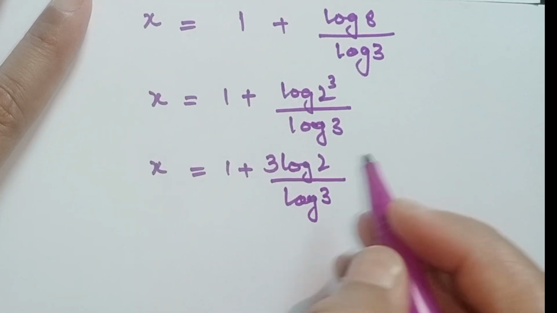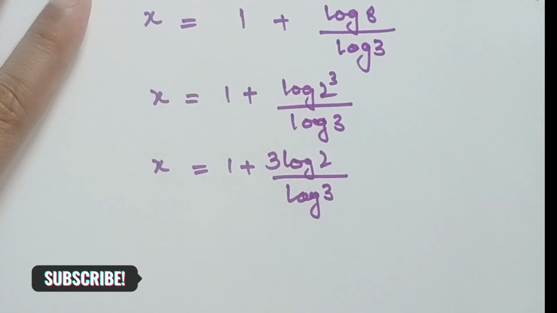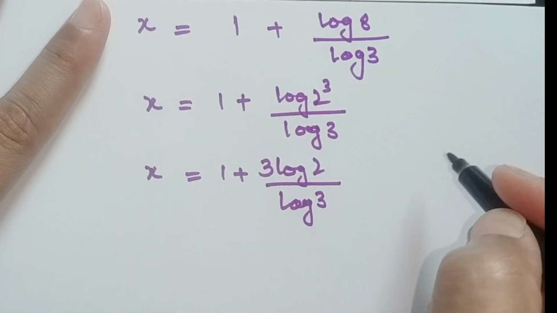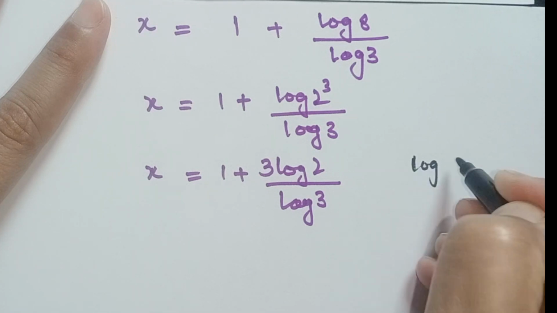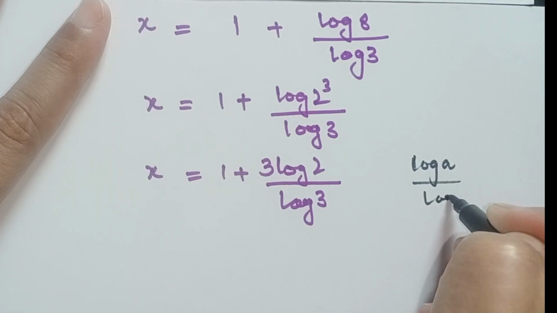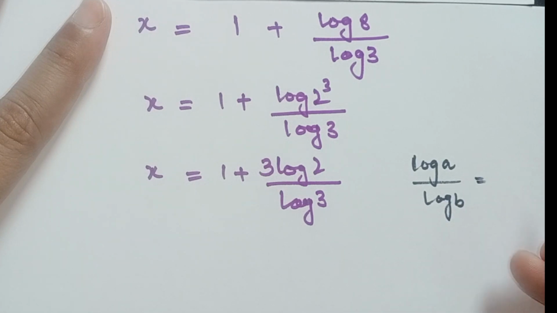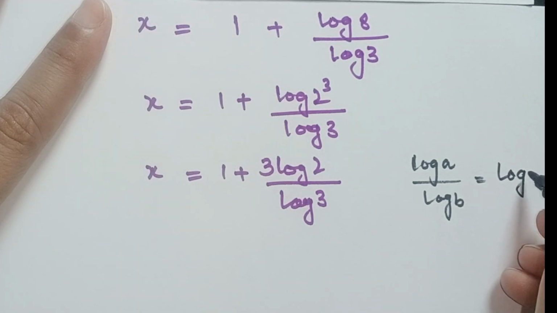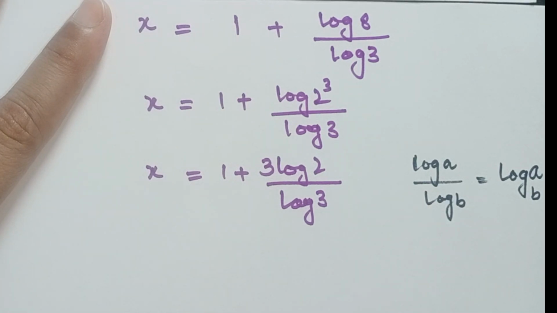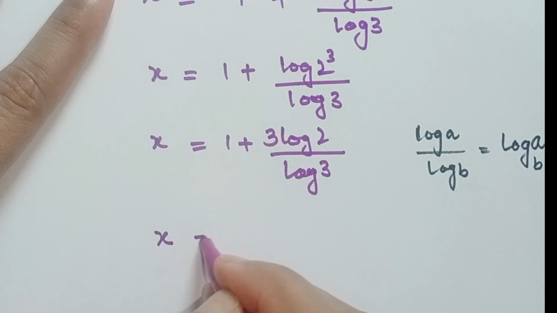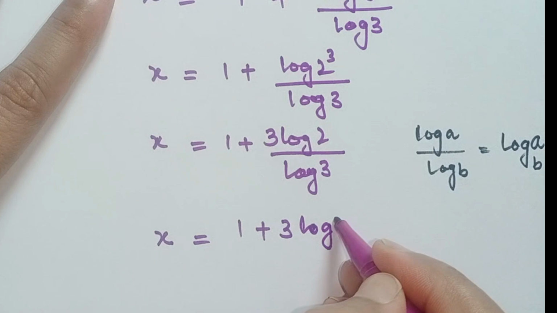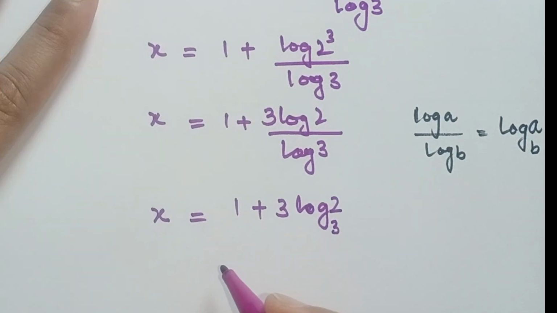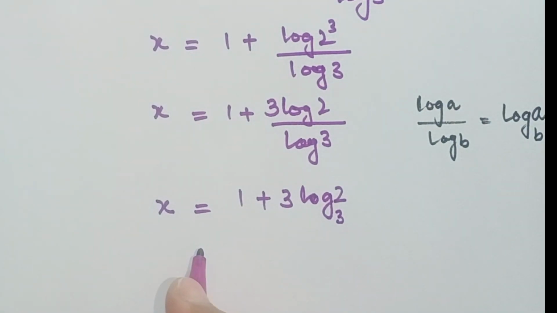So in the next step, we will use a property of log, that if we are given log a over log b, we can write log a with b as the base, with log b as a base. So 1 plus 3 log 2 base 3. So it is the final value of x.